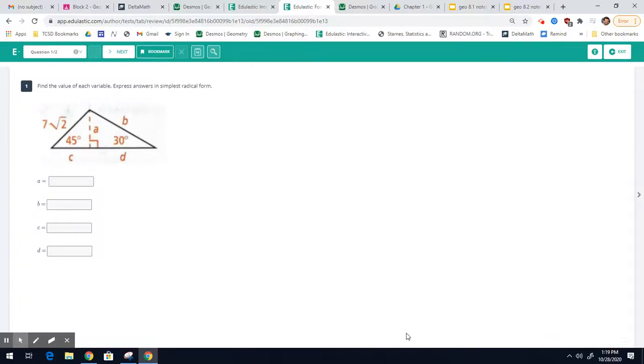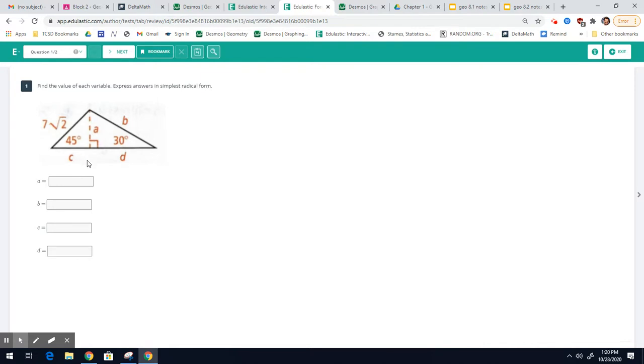Okay, honors, you ask and you shall receive. So here's a couple honors level questions involving special right triangles. We need to find these four variables, A, B, C, and D. Notice these are two triangles connected to make one big triangle, and those two triangles are a 45-45-90 and a 30-60-90.